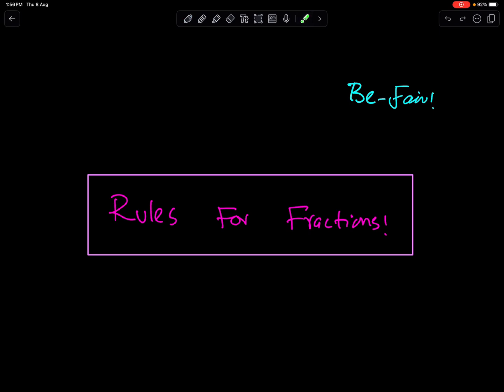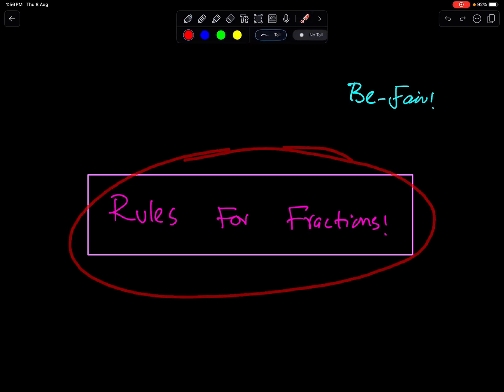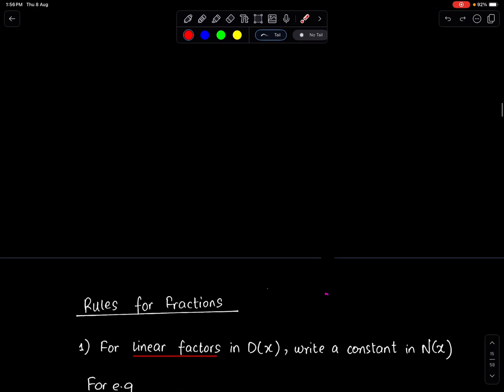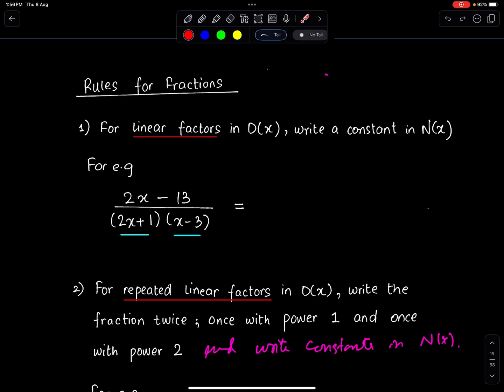This is the second lecture of partial fractions. And the topic of this lecture is rules for fractions. An important advice. We should be fair to everyone. There are three rules for fractions. Number one, for linear factors in denominator, write a constant in numerator.